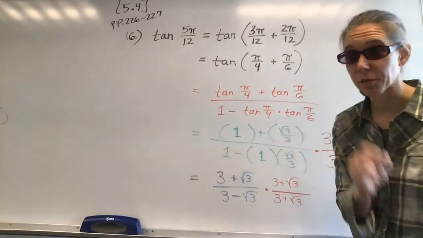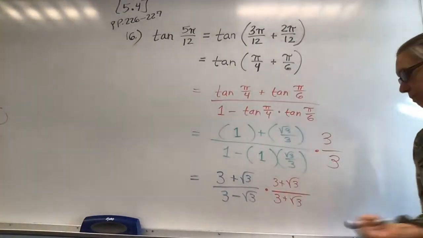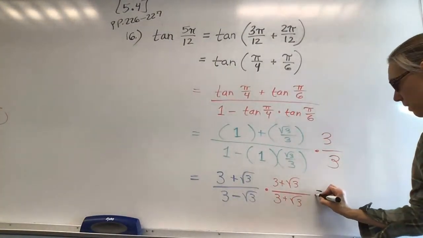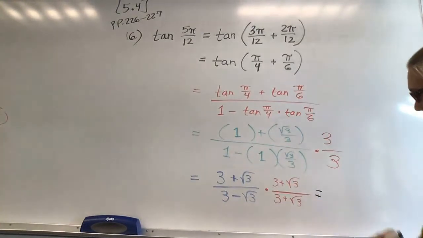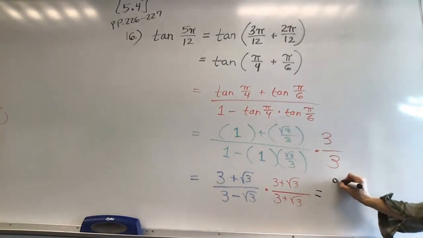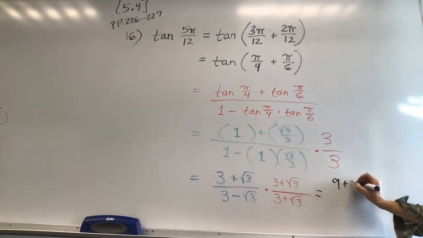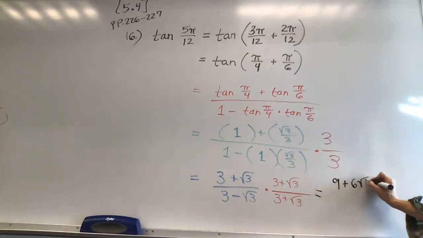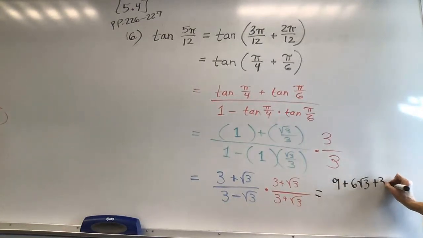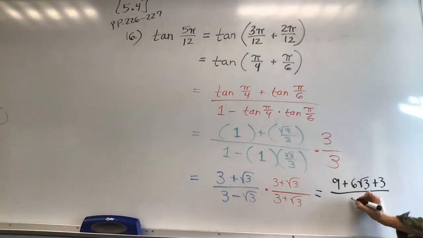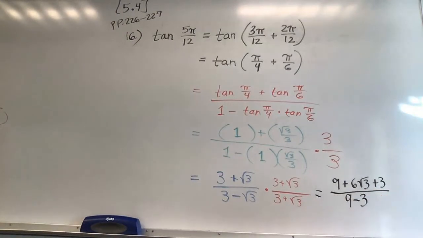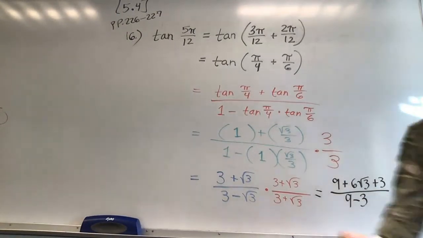So we have lots of good review from college algebra here. The numerator, when you square a binomial, you get a trinomial, right? So you end up with 9 plus 6 root 3 plus 3. There's your trinomial that results from squaring the numerator. And then for the denominator, you have your difference of squares, so you end up with 9 minus 3. And of course, we can simplify all this.